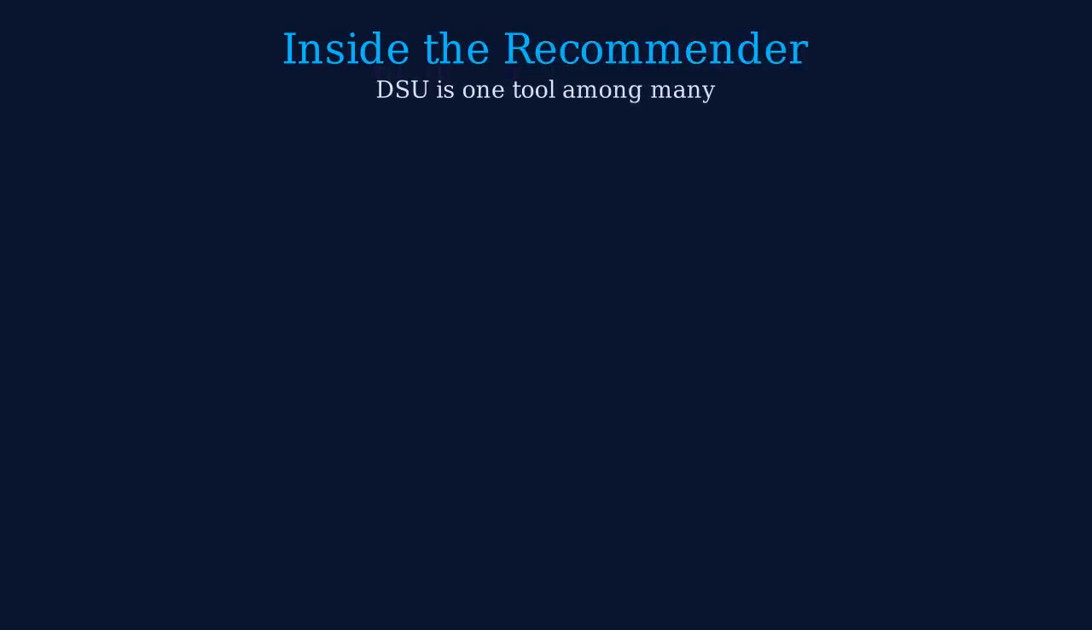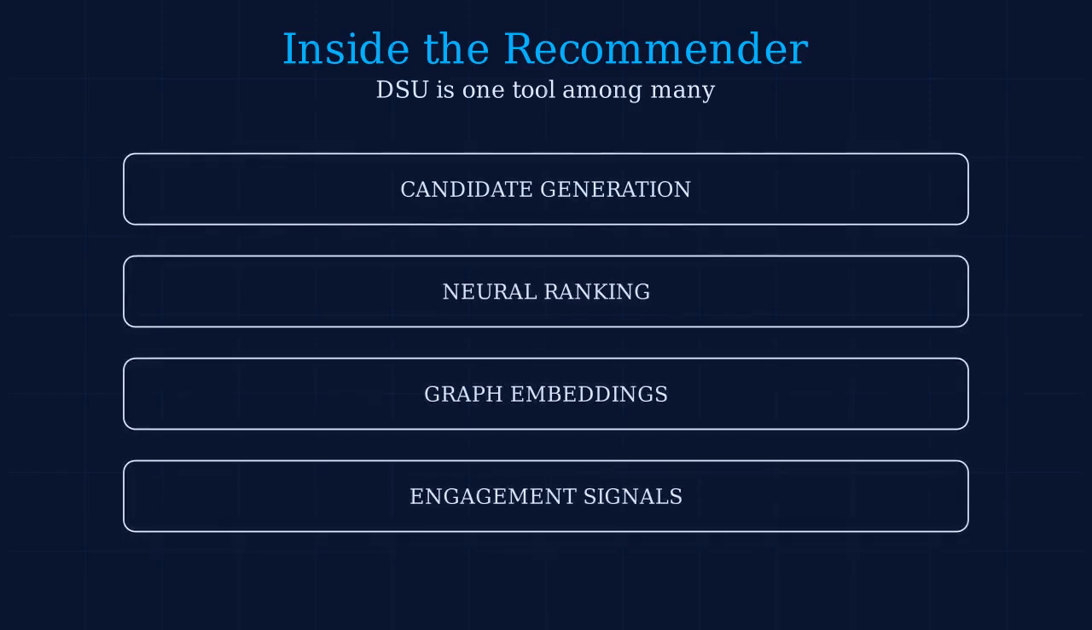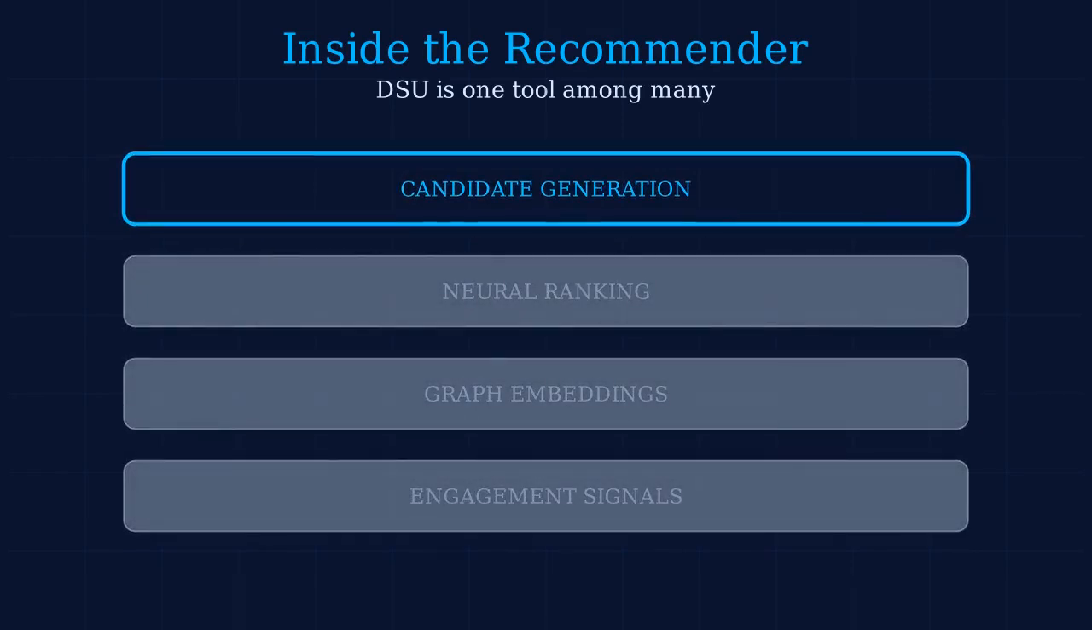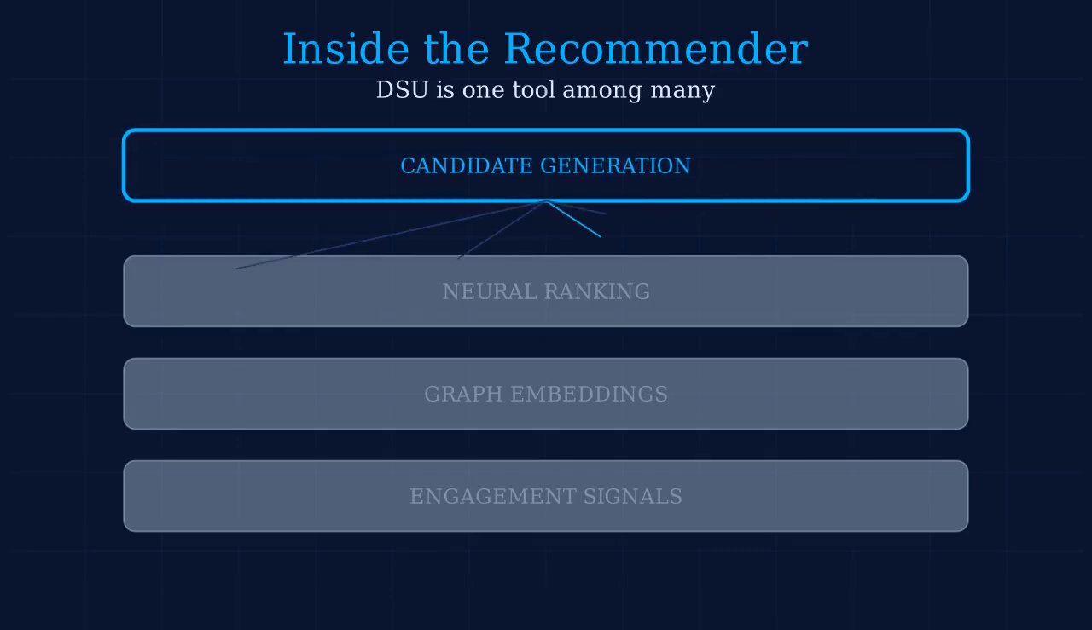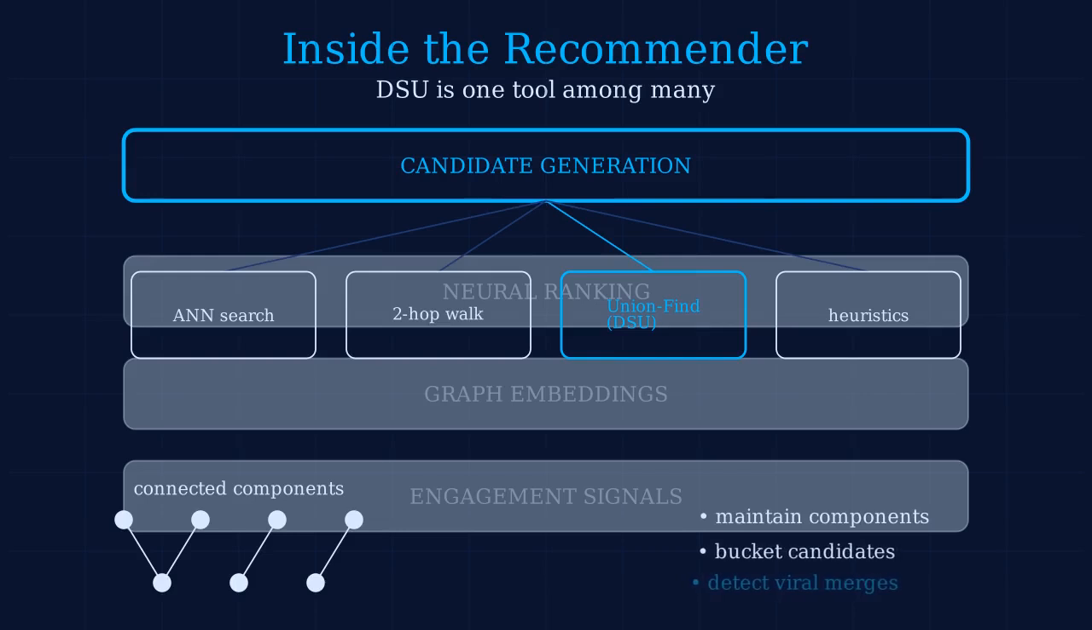That's the trick. Now, I want to be careful here. Instagram doesn't publish its internal recommender code, and the real system is layered. Graph embeddings, neural ranking, engagement signals. Union Find isn't the only thing happening. But for the question of connectivity, are these 2 people in any plausible same blob? DSU and its cousins are textbook tools at this scale. They're used to maintain connected components in evolving graphs, to bucket users for candidate generation, to detect when 2 clusters merge after a viral event.